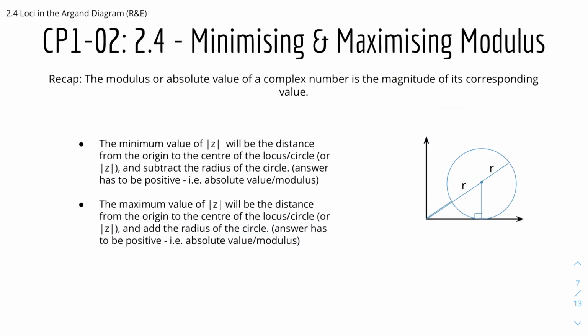And lastly, we have minimizing and maximizing modulus. So here's a recap. The modulus or absolute value of a complex number is the magnitude of its corresponding value. The minimum value of the modulus of z will be the distance from the origin to the center of the locus or the circle, or the modulus of z, and subtract the radius of the circle. It's quite important. And the maximum value of the modulus of z will be the distance from the origin to the center of the circle, and add the radius of the circle.